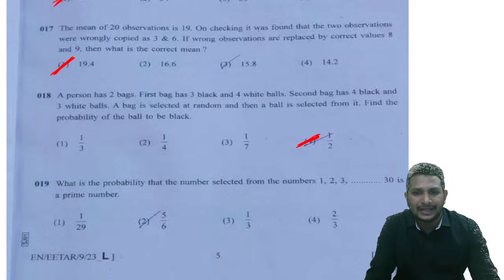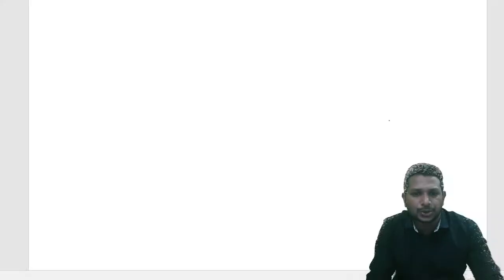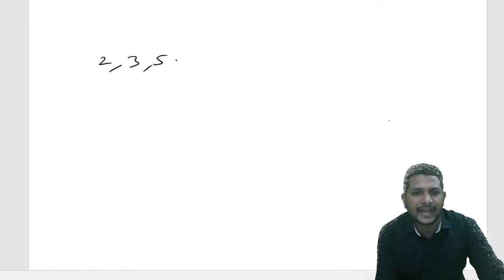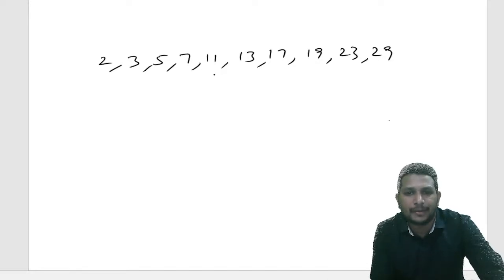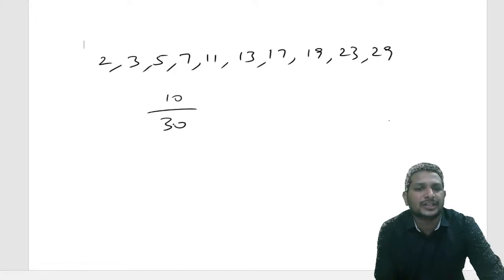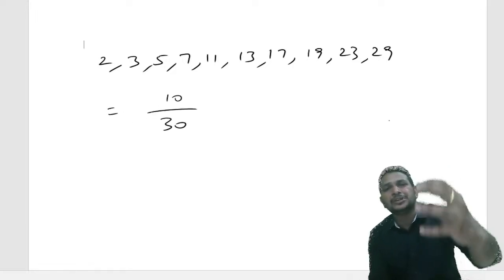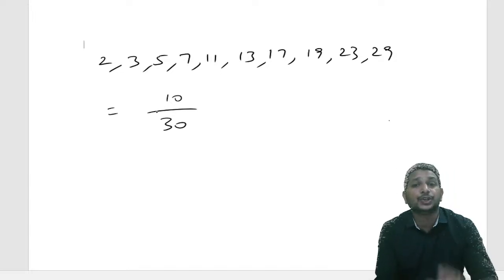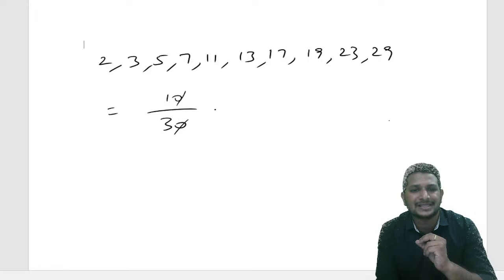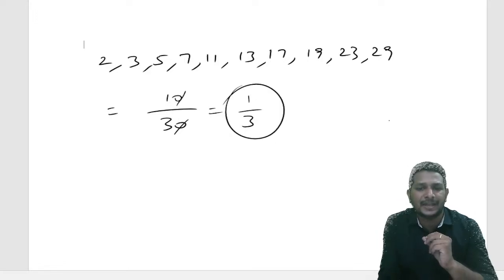Okay. So let's see the number of prime numbers from 1 to 30. So we have 2, 3, 5, 7, 11, 13, 17, 19, 23, 29. These are the prime numbers. So how many do I get? 5, 6, 7, 8, 9, 10. 10 out of 30, because the probability is nothing but the possible chances by total chances. So how many possible chances are there? 10 numbers. And the total numbers are 30. So if I cancel 0 and 0, I'll get the answer as 1 by 3.